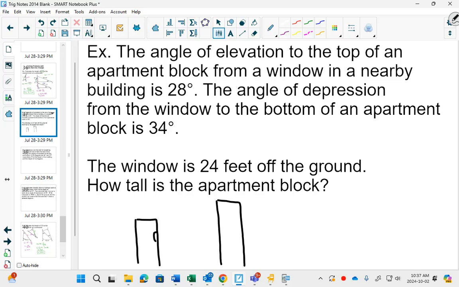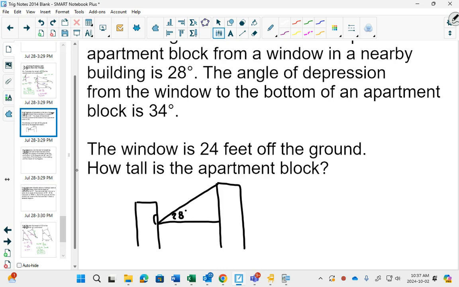The angle of elevation to the top of an apartment block from a window is 28 degrees. So angle of elevation always involves a horizontal line. So I'll draw a horizontal line. Angle of elevation to the top of the other building, this is where the 28 degrees would be. The angle of depression to the bottom is 34. So now I go to the bottom. Angle of depression is from a horizontal line down. This would be 34 degrees.